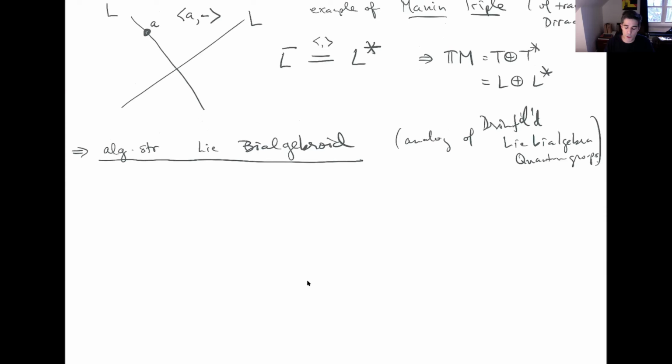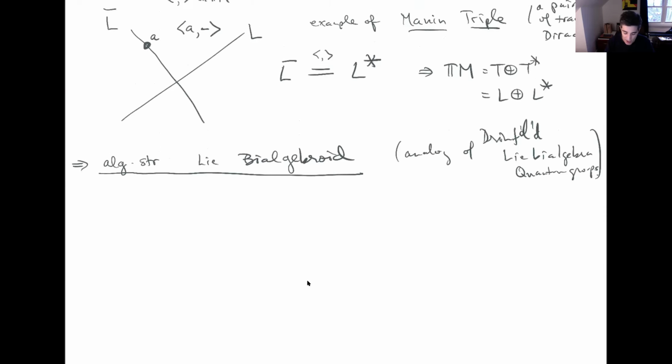This algebraic structure is pretty simple. Let me just explain what it is. Because L is a Lie algebroid, we know that it behaves like the tangent bundle, and so the exterior algebra of the dual, if we take sections of that, has a differential, and we get a de Rham complex.